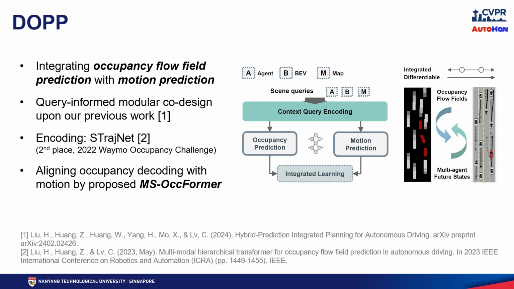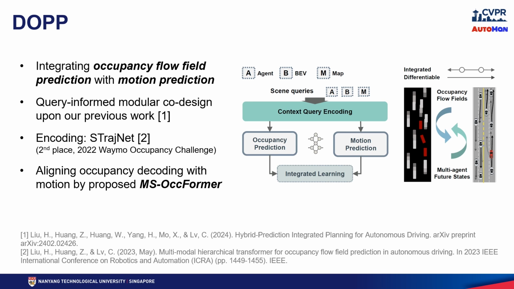The general idea of the proposed DOPP is to integrate the occupancy flow field prediction task with motion prediction, so that both prediction formats interact in a socially consistent manner. We leverage the query-based modular code design upon a portion of our preceding work, HPP. We directly use STNet for scene encoding, which was the second place submission of this challenge in 2022.